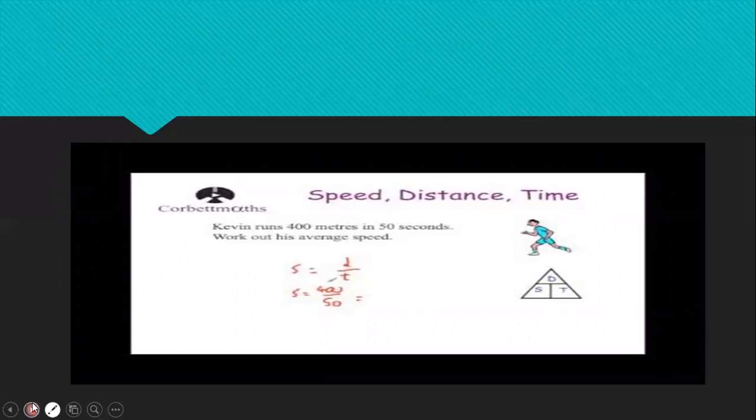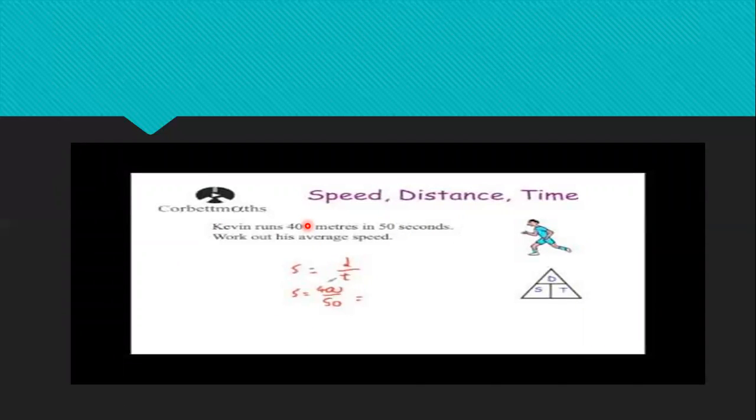Another one. Kevin runs 400 meters in 50 seconds. Work out his average speed. Average speed is the same as speed, and speed is equal to distance over time. So we are just dividing 400 meters by 50 seconds. If you divide 400 by 50, you'll get that your speed is 8 meters per second.